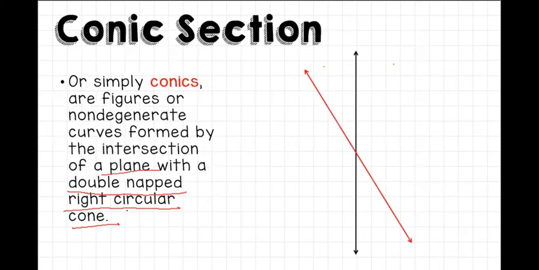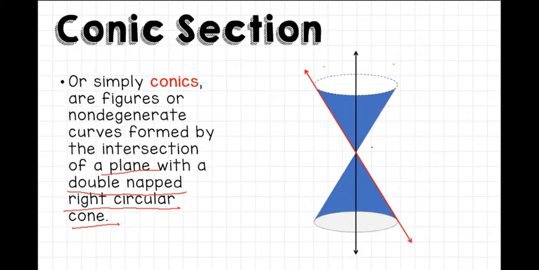So you have your two lines. Paano ba nagkakaroon ng double-napped right circular cone? First, you have your two lines: the black line, mamaya ilalagay natin what part is that, and then your red line. Now, si red line, iikot po yan. It will rotate around the axis. We will call this black line right here the cone axis. At pag umikot yan, magkakaroon ka ng tinatawag nating double-napped right circular cone.